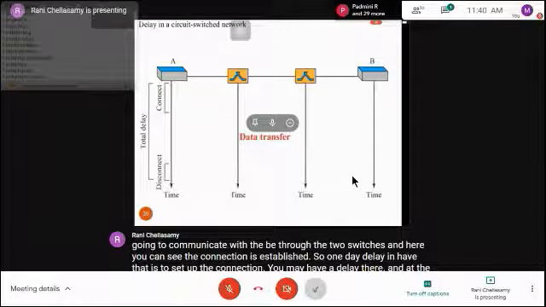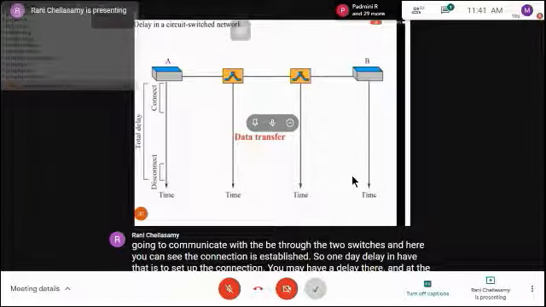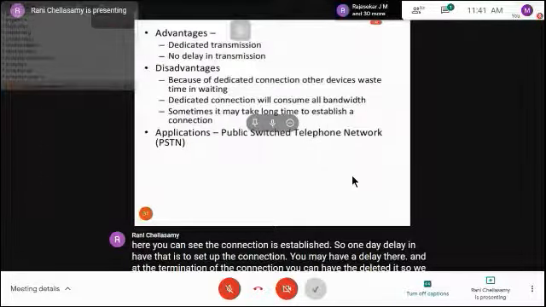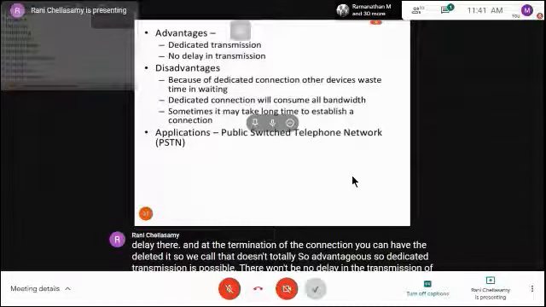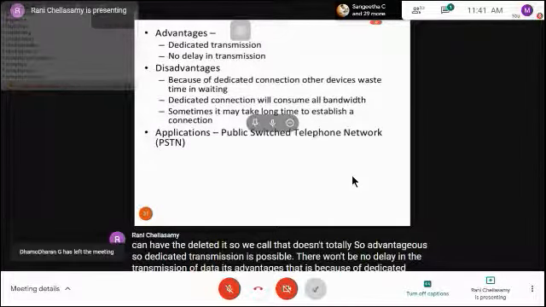So advantages: dedicated transmission is possible. There won't be any delay in the transmission of data. Disadvantages: because of the dedicated connection, no other devices can use the channel, so other devices waste their time waiting, since the channel is occupied or allotted for the two end systems.